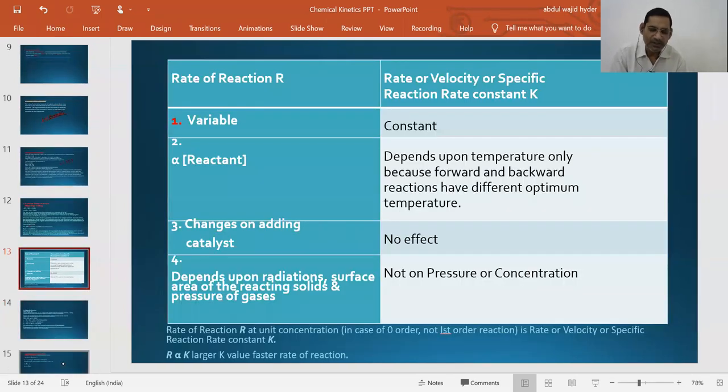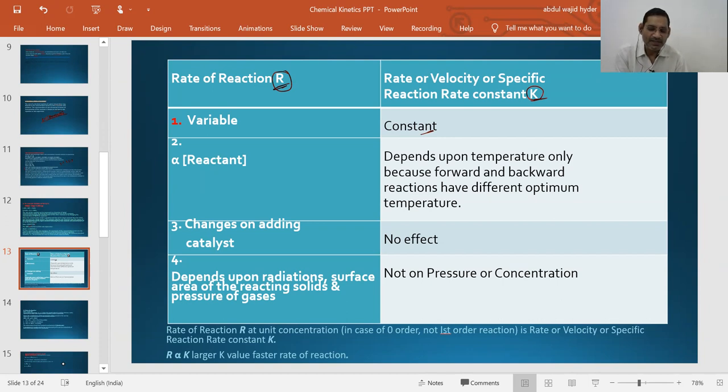Now we'll be talking about the differences, or you can say the comparison, between R and K, the rate of reaction and the rate constant. Rate of reaction is variable, while the rate constant is constant. One reaction can have only one rate constant value, irrespective of temperature, pressure, concentration, etc. But the R value, the rate of reaction, changes with change in temperature, concentration, pressure, etc.